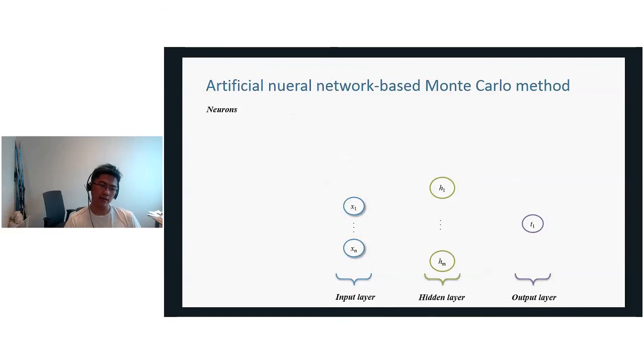The hidden layer can have as many neurons as you want, but it's not the more the better. If there are too many neurons, it will introduce some overfitting problem.